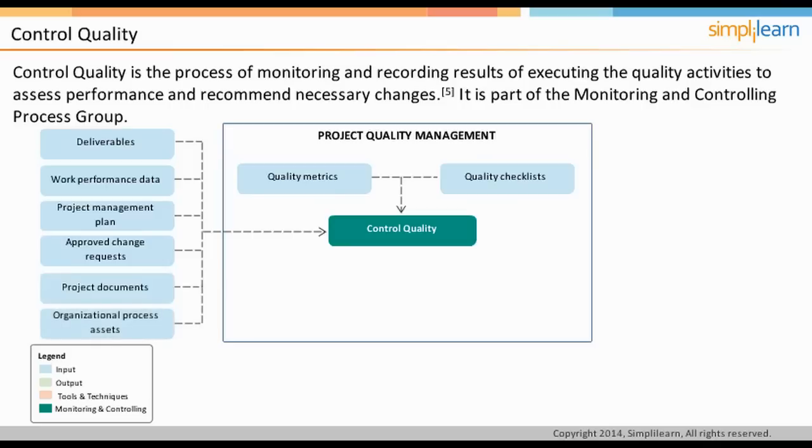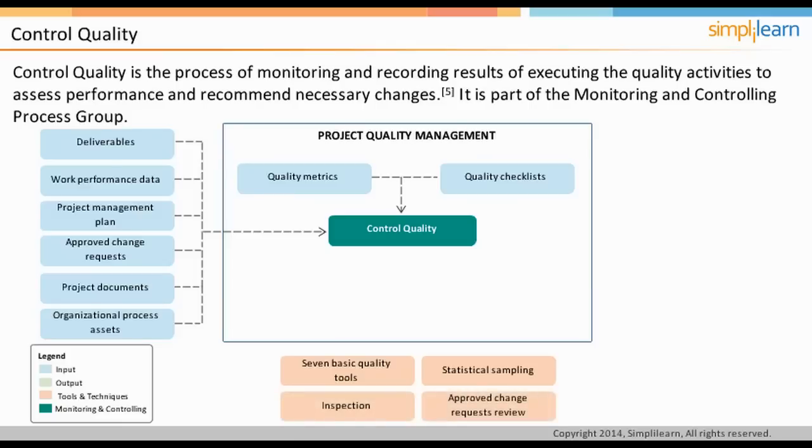There are 7 popular tools and techniques used in doing the quality control activities. They are collectively known as 7 basic tools of quality. Other relevant tools are statistical sampling, inspection or testing, and review of the approved changes.